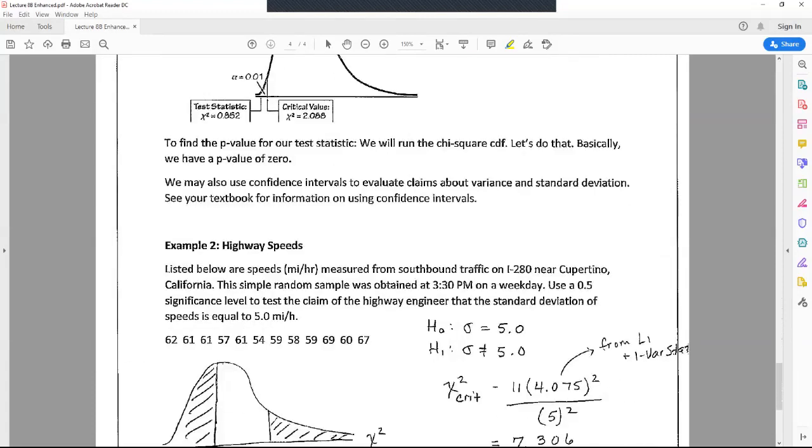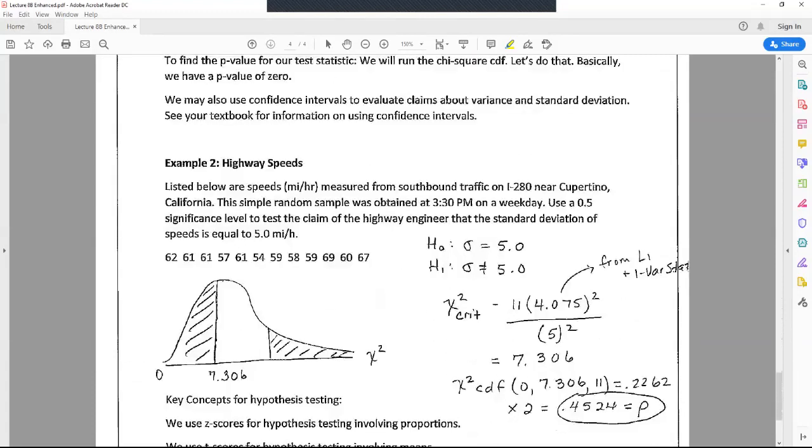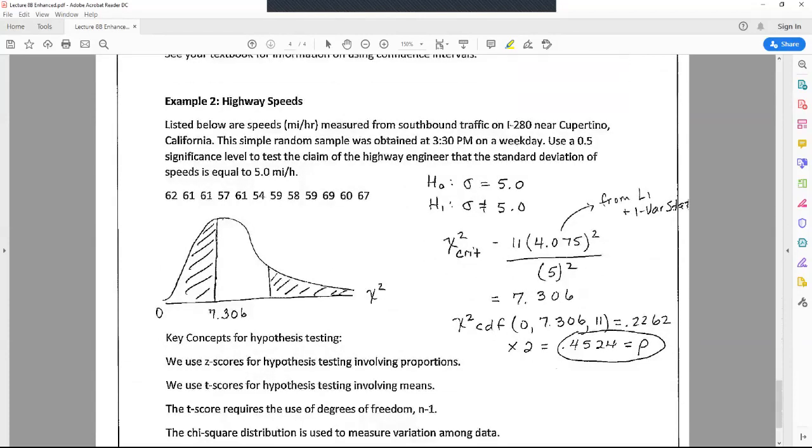Okay. Another example, highway speeds. Listed below are speeds in miles per hour measured from southbound traffic on I-280 in California. This simple random sample was obtained at 3:30 p.m. on a weekday. Use a 5% significance level to test the claim of the highway engineer that the standard deviation of speeds is equal to 5 miles per hour.